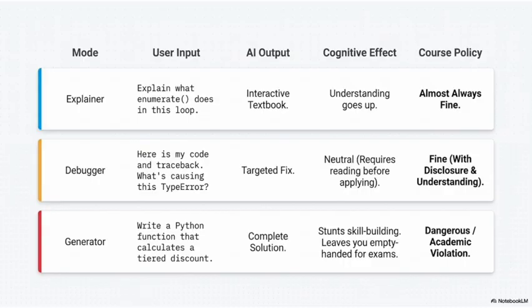Generator mode: you ask AI to write a Python function that calculates a tiered discount. The output is a complete solution. The cognitive effect: stunts skill building. The policy: this is dangerous. It's also an academic violation if submitted without disclosure and full understanding. Know which mode you're using before you type the prompt.